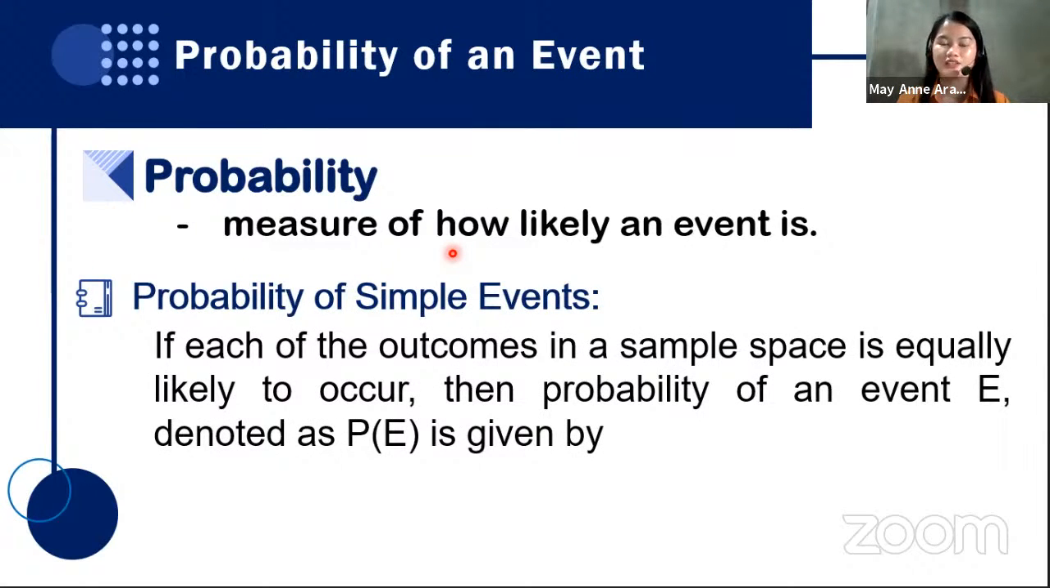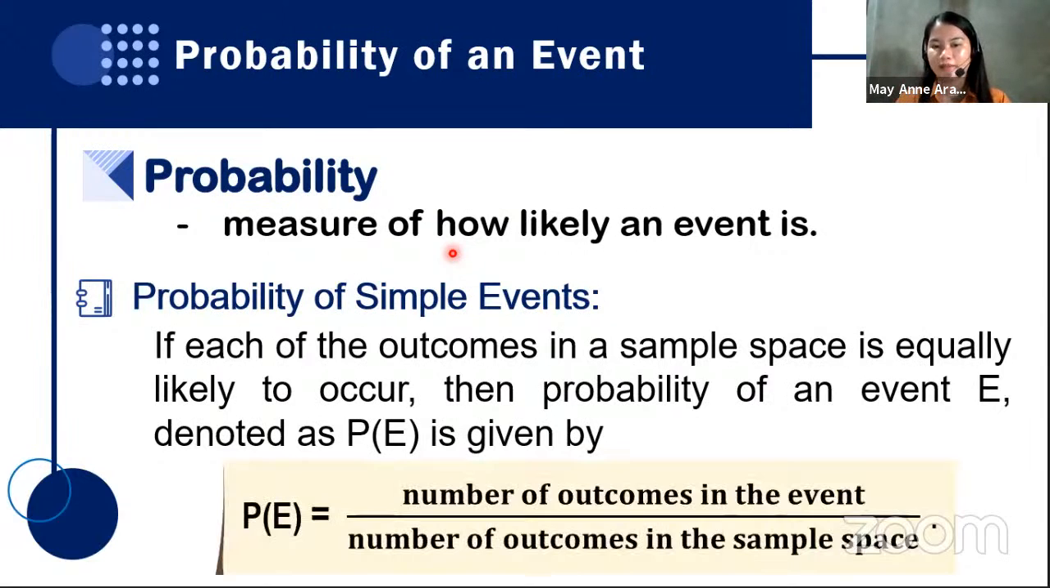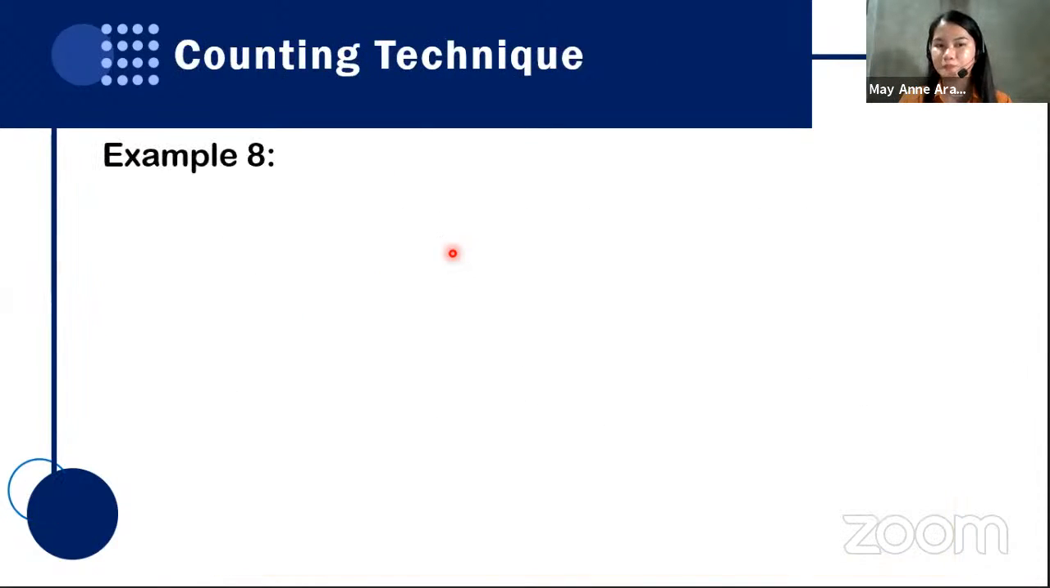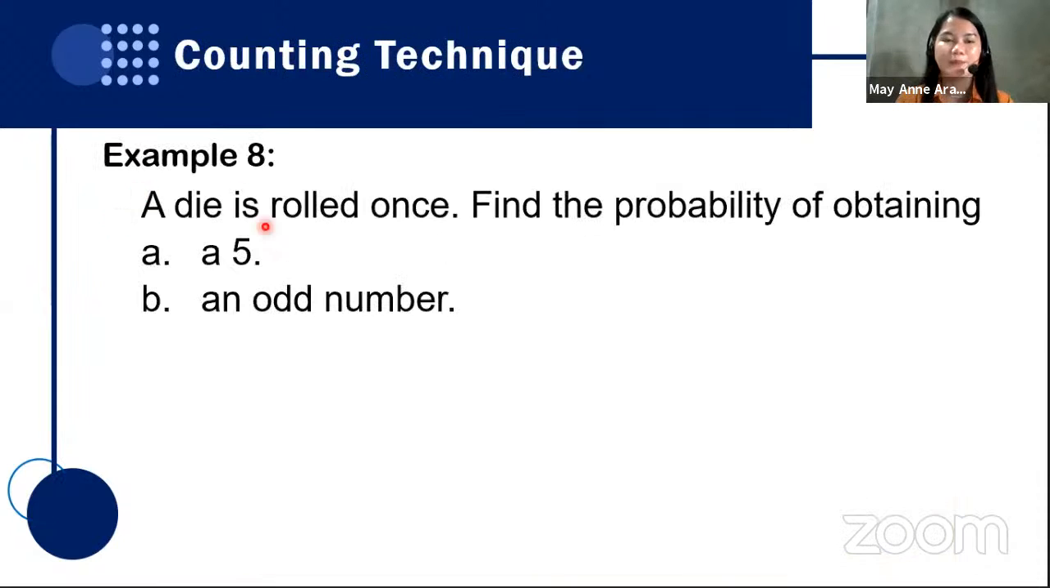If each of the outcomes in a sample space is equally likely to occur, then the probability of an event E, denoted as P of E, is given by this: the number of outcomes in the event all over the number of outcomes in the sample space. Example, a die is rolled once. Find the probability of obtaining a 5, and for the next question, an odd number.